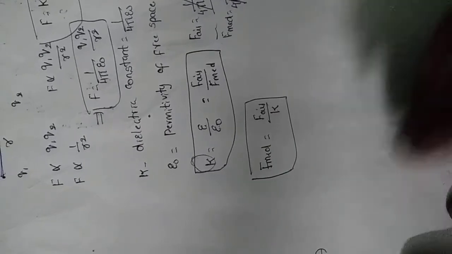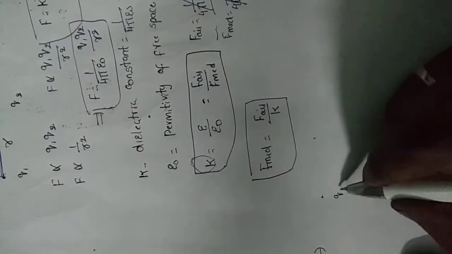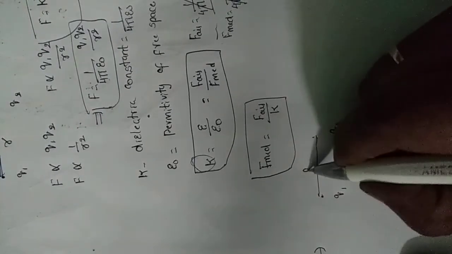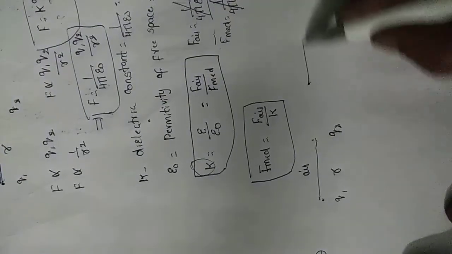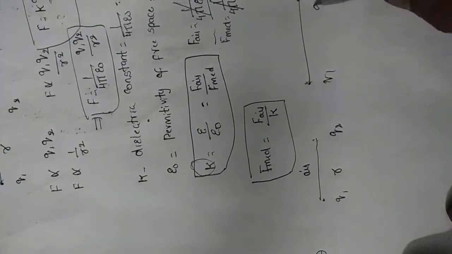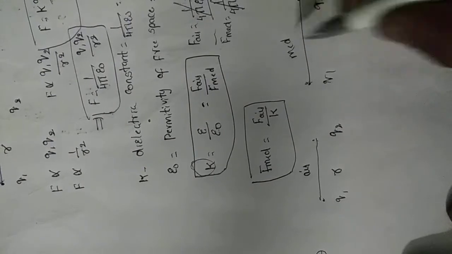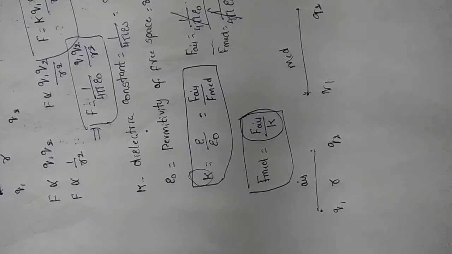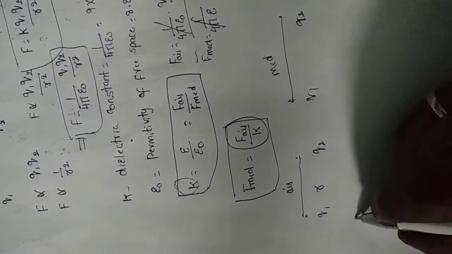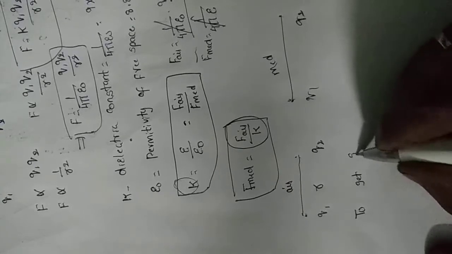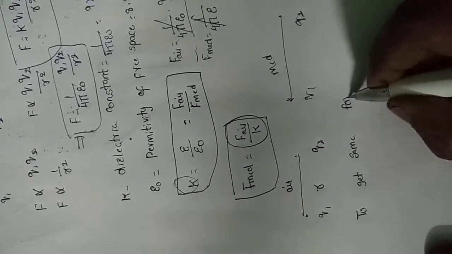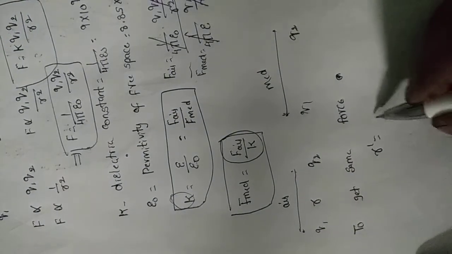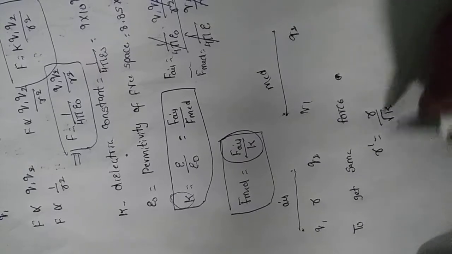Two charges are there. Let us take two charges Q1, Q2, separated by distance R. They are present in air. Now the same two charges, Q1 and Q2, are placed in a medium. So what happens? The force decreases by K times. What I want is to get the same force. So to get the same force, what should we change? Distance. How much should we change the distance? R dash is equal to R by root K.